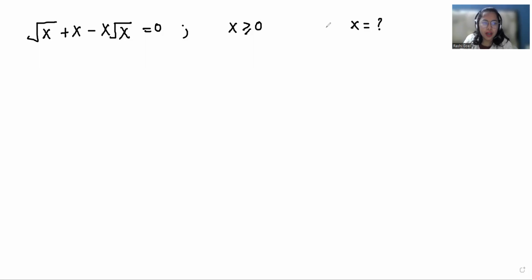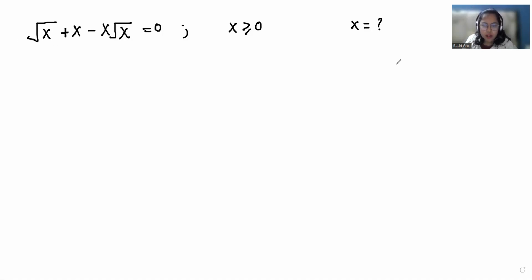My name is Rashi Goel and in this video we are going to solve square root x plus x minus x square root x is equal to 0, where x belongs to greater than or equal to 0, and we have to find the value of x. So let's start with today's video solution.